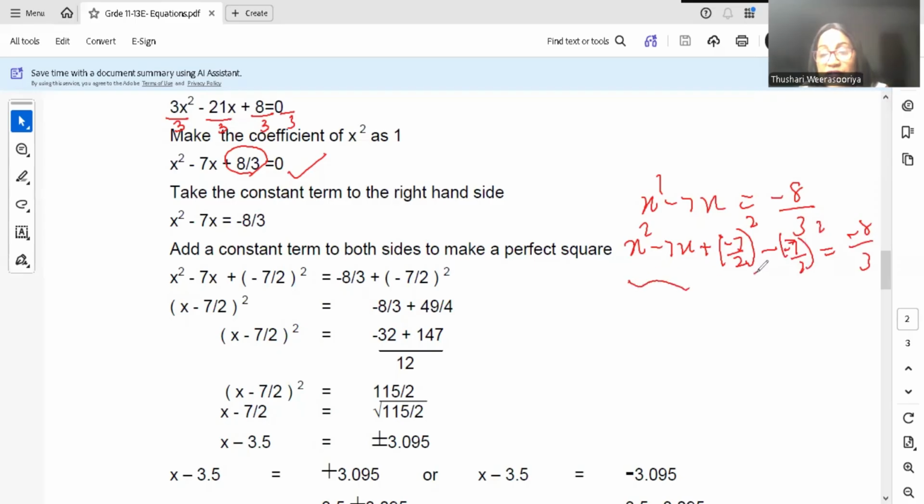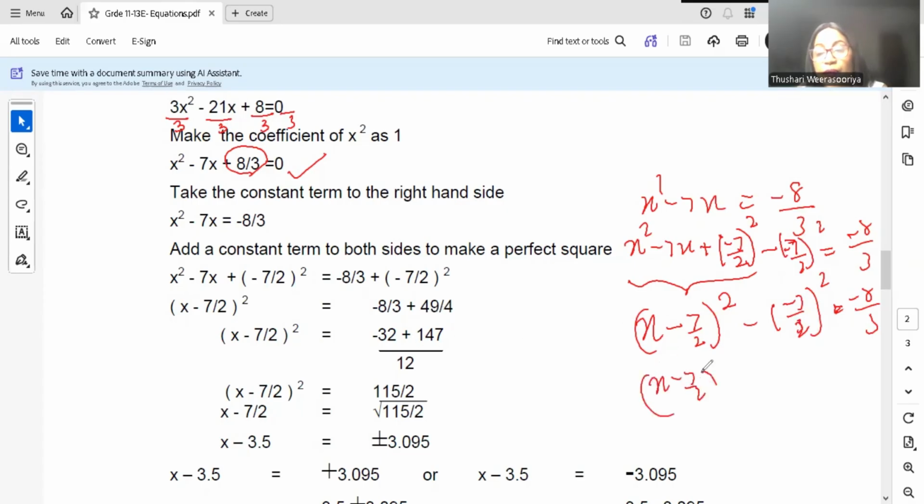I consider these 3 terms. I can write this as a perfect square. Why do I write this as a half? We are taking x minus 7 over 2 to the power 2, minus 7 to the power 2 over 2 to the power 2, minus 8 over 3. Right. Now, I can take this term to the other side. X minus 7 over 2 to the power 2 equals minus 8 over 3 plus, now what is the square of that? 49 over 4.